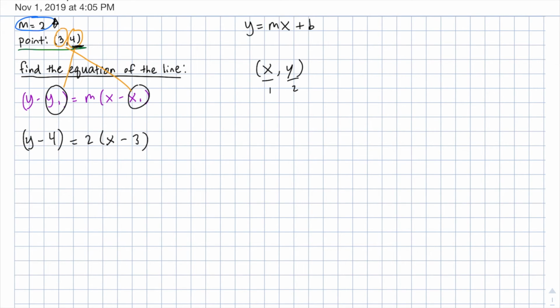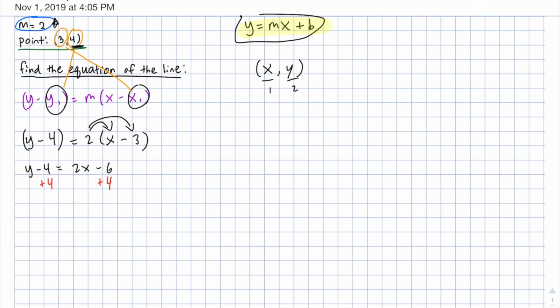Now, all we're going to do is use the distributive property and distribute these two terms. So now we're going to have y minus 4 equals 2x minus 6. Now, what do we do? Well, we need to manipulate, and we want to ultimately get to this equation up here. This point-slope form equation is what we're looking for. And that means we need to have y over by itself on this side. So we need to get y standing alone. Well, how are we going to do that? Well, we can add 4 to both sides.